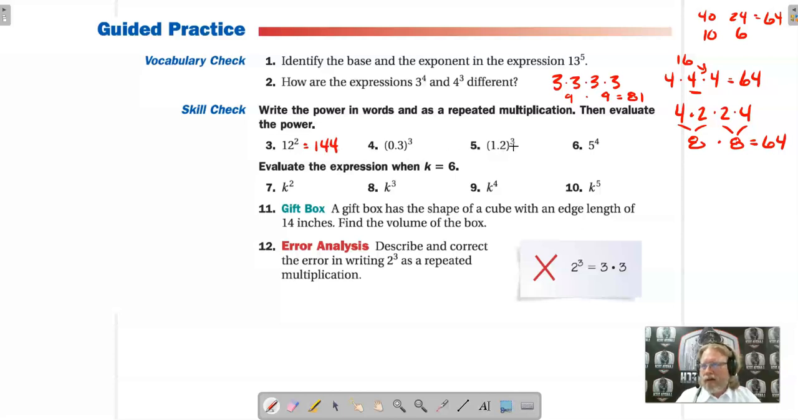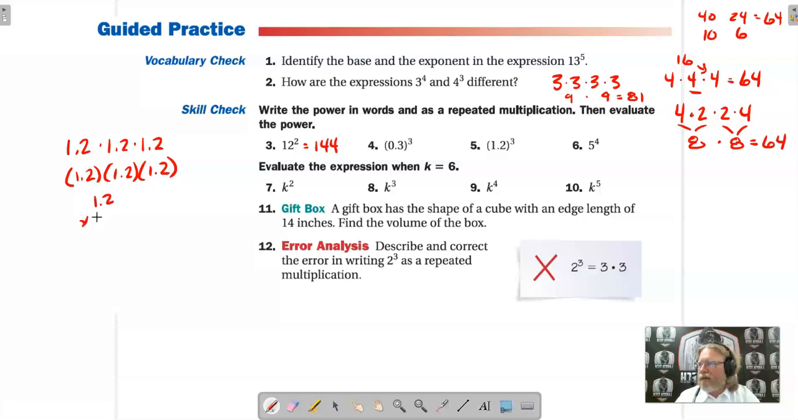Another one here, 1.2 cubed. We would write that as 1.2 cubed in words. This one here, 1.2 times 1.2 times 1.2. It might be better to write that in parentheses, because that dot starts to get mixed up with the decimal, right?